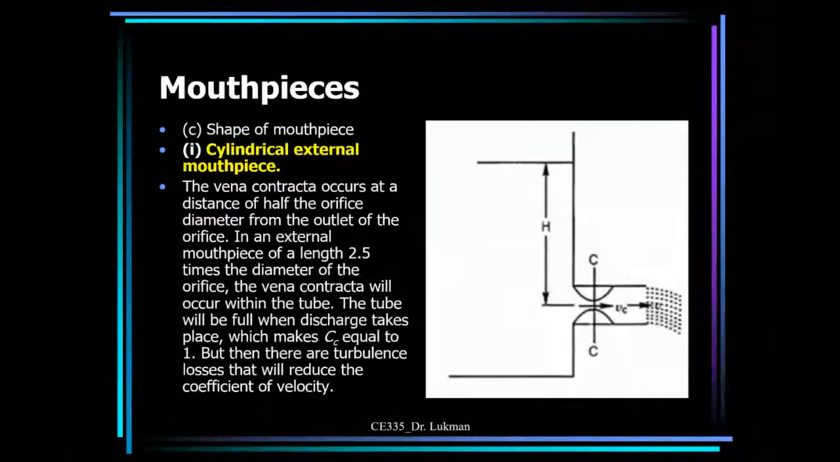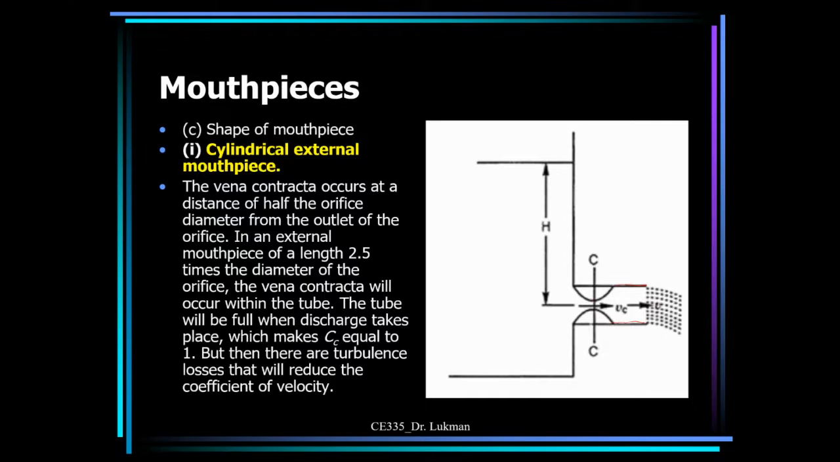Now, another classification, which is the third one, is based on the shape of the mouthpiece. You can see that there is contraction here, Cc, and then the water jet now touches the walls of the mouthpiece, and that will increase the flow rate. The coefficient of discharge here will be higher. So based on the shape of the mouthpiece, we have the cylindrical external mouthpiece. This is cylindrical and it is external.